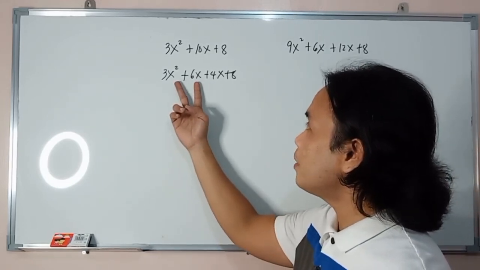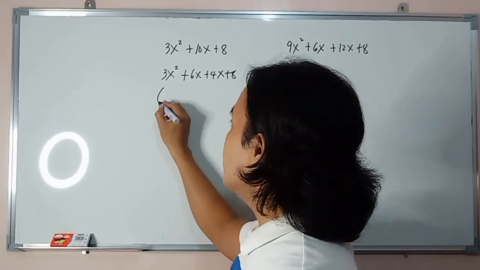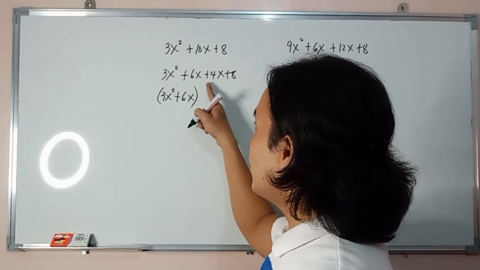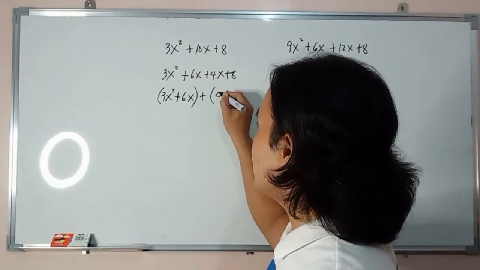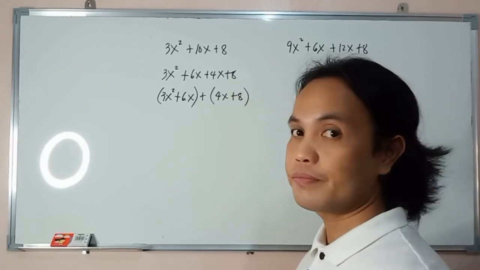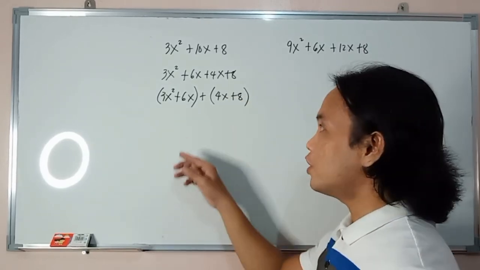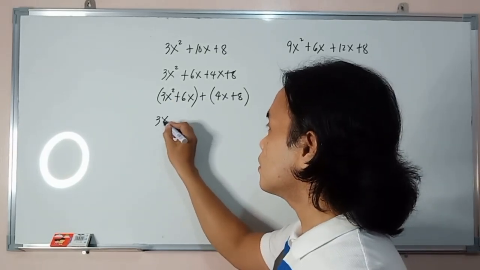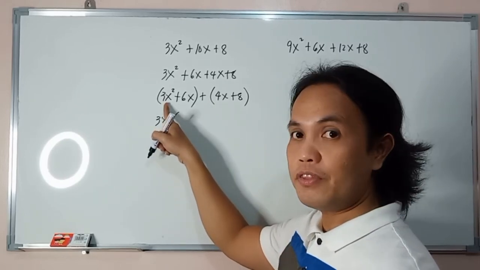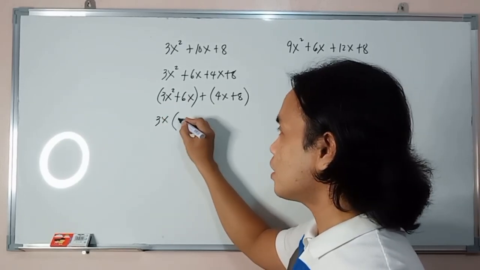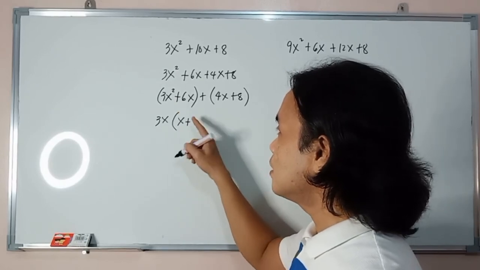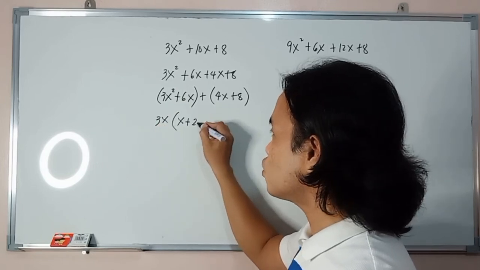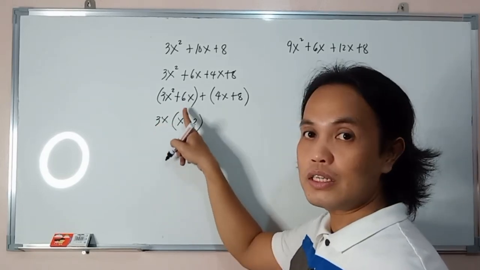Then, we group these two binomials here, another two binomials. So we have 3x squared plus 6x, and we copy plus another binomial 4x plus 8. Then we factor out a common factor. So we have 3x squared plus 6x. Our common factor is 3x. So what remains for this term, 3x squared, we have factored out the 3x, so what remains is x. We copy plus. We have here 6x, we factored out the 3x, so what remains is 2. That is 3x times 2 is 6x.